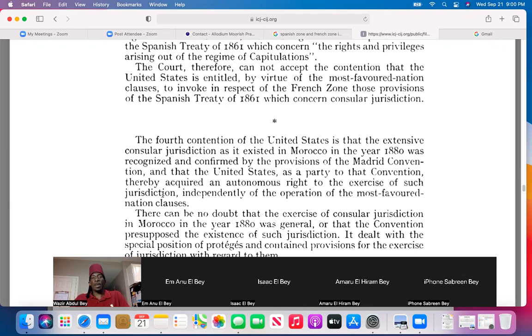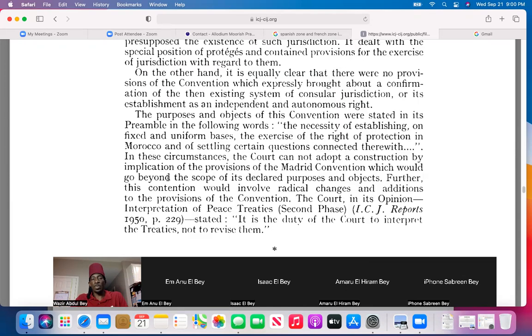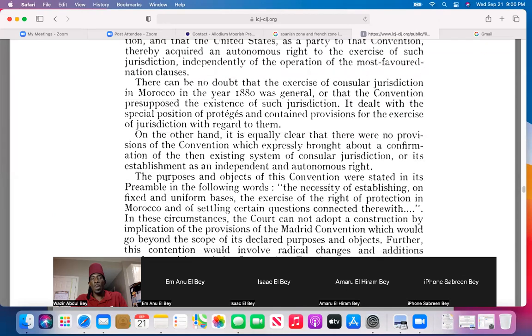I'm going to leave the reading there. We stopped at 24.